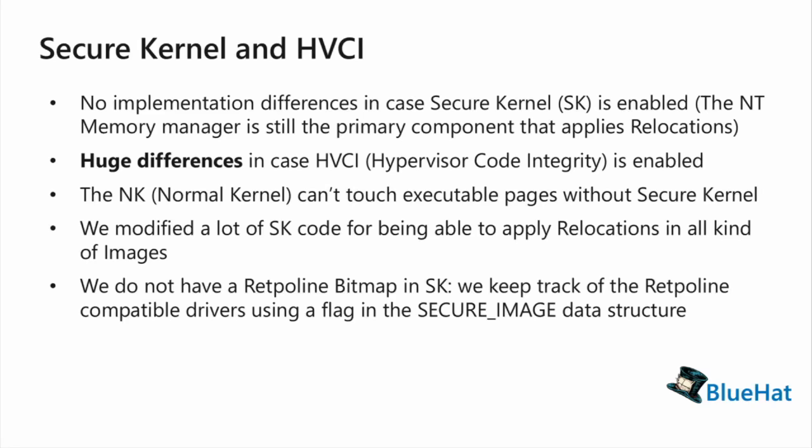One big difference is that in the secure kernel, we don't keep track of Retpoline using a bitmap. This is because the secure kernel only has an idea of protected images, which means an image is either Retpoline compatible or not. There is nothing else. So we put a bit in the secure image data structure that the secure kernel keeps to track the protected binaries.